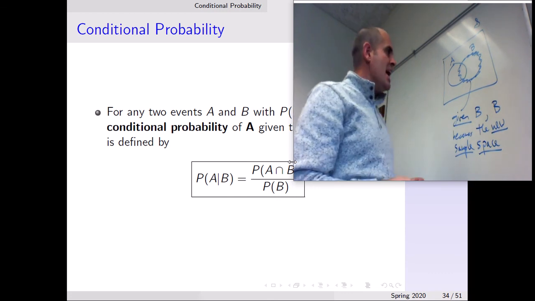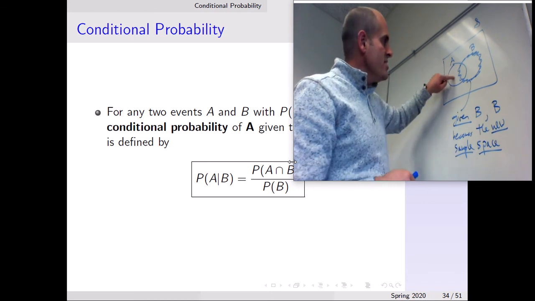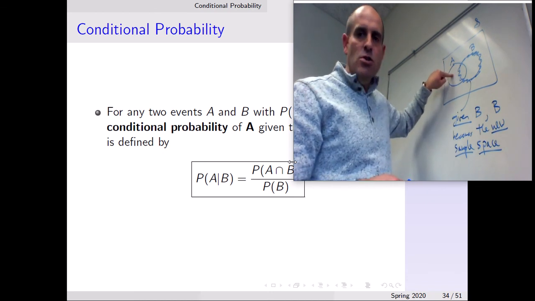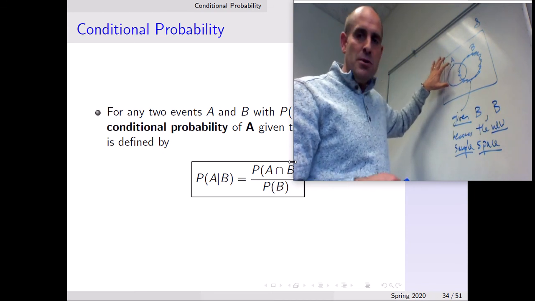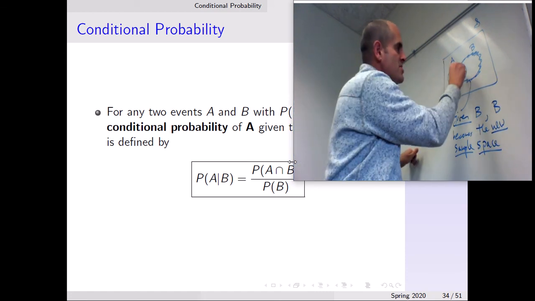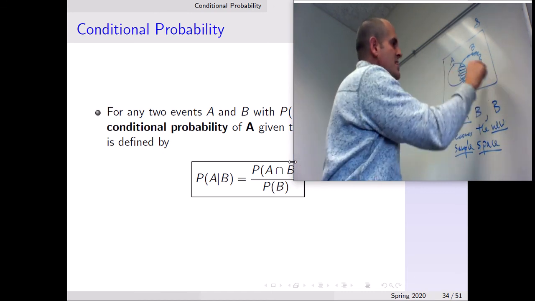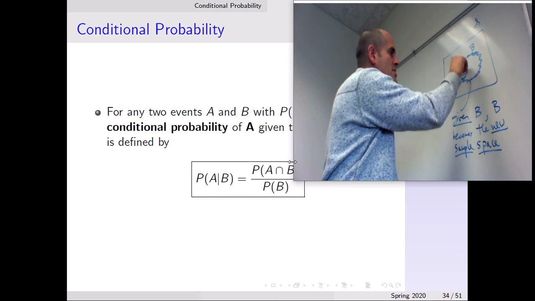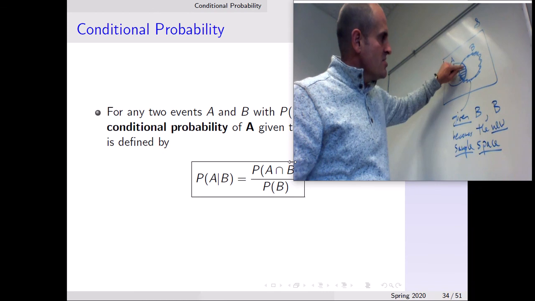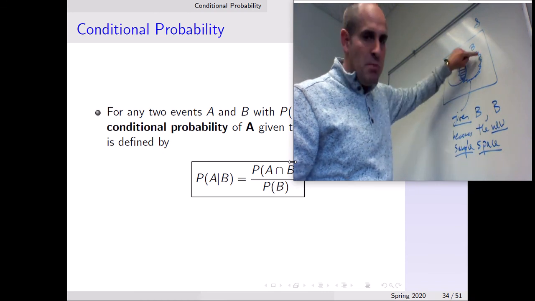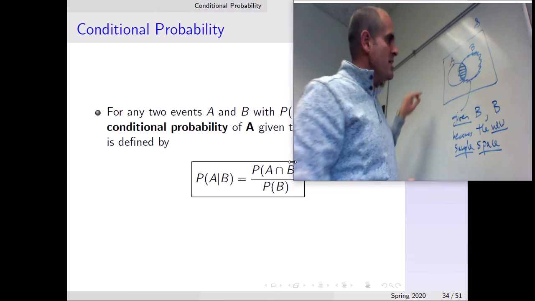So now if I ask for the probability that A has occurred, given B, then all this junk over here outside of B is no longer relevant to us, because that's not even in the sample space anymore. The only stuff that would matter to us is this stuff right here. We would just take the proportion that this stuff takes up of the new sample space, B.